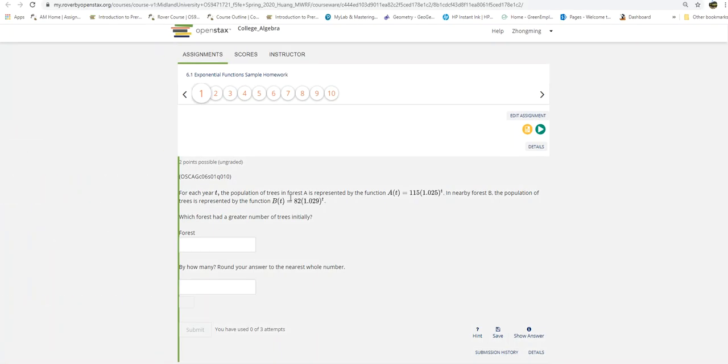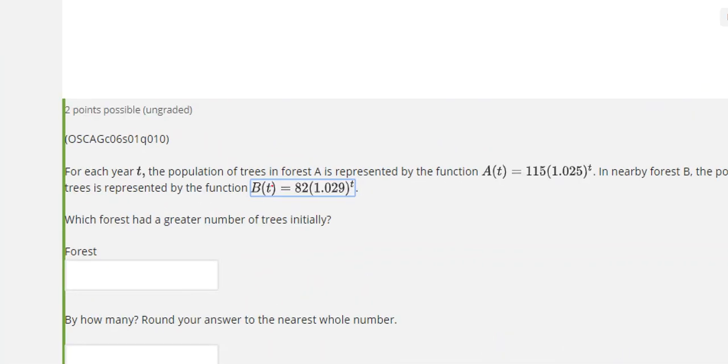So for forest B, you probably don't even have to do any algebra. You can just quickly read off those two numbers. Those are your initial populations. And then the second part is by how many. So what's the difference? You see the initial population here, and you see the initial population here. You can identify which one is bigger, and then you can find the difference.